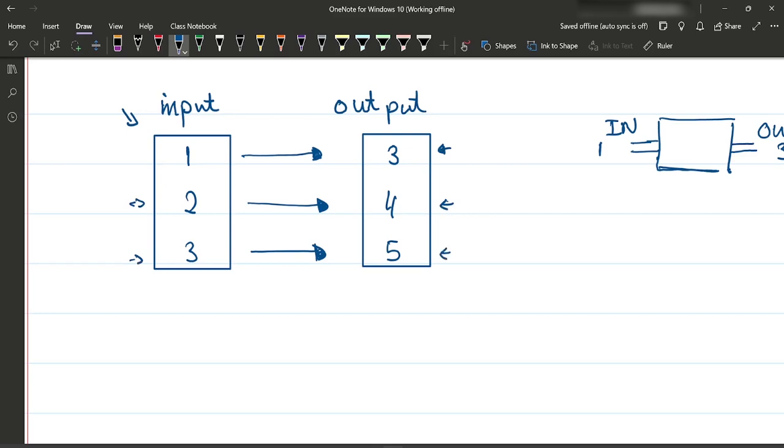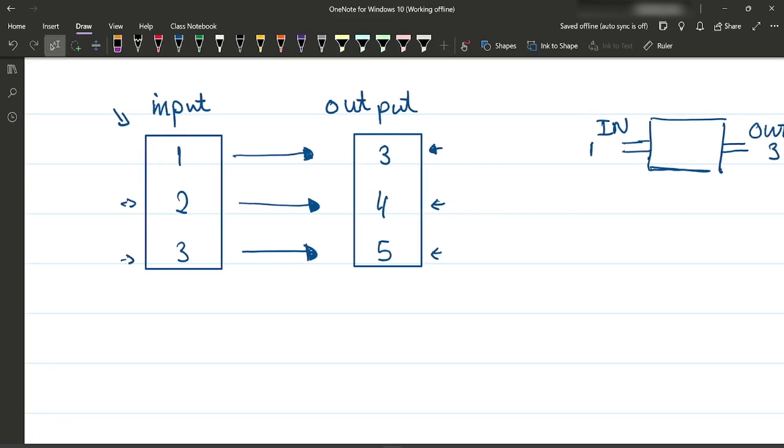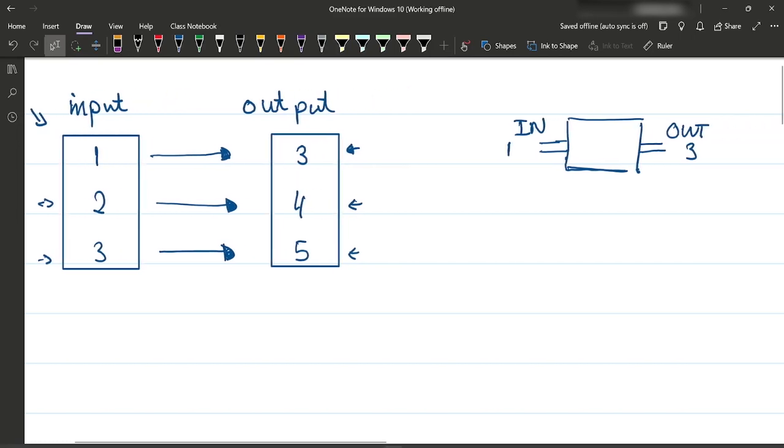So what we need is a machine which is going to be a function. It's just a metaphorical function. So we want it to take in 1 here and give out 3 here. We want to take in 2 here and give out 4 here. Take in 3 here, give out 5 here. So this box that we have here is basically what our function is. So this could be our function.